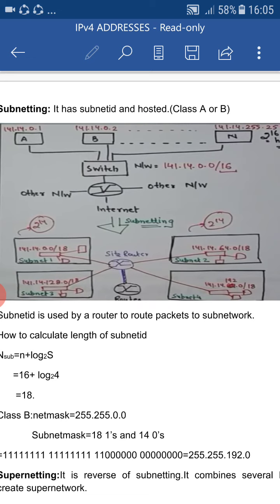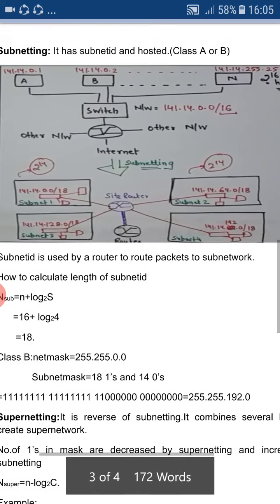Now all these 4 subnetworks are connected using their private router. That private router is known as the site router. From the site router, it is connected to the router, then to the internet. Now, let us see how we got this 18. In the first diagram, the whole network diagram, we had slash 16, where that 16 was representing network ID. In the same manner, this 18 represents subnetwork ID. To calculate that, we have the formula.